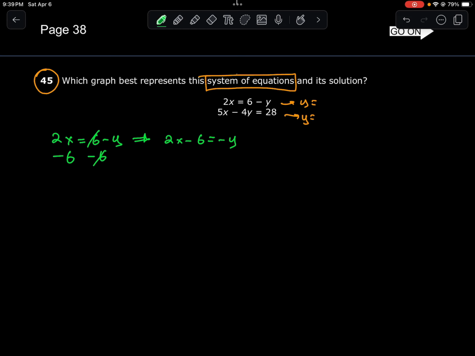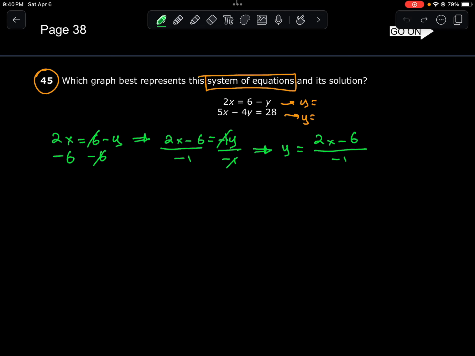I'm not done yet because this is negative y, I want y. But negative y means negative 1 times y. So I'm going to divide both sides by negative 1. This negative 1 is going to go away. Now I'm going to change the order. I'm going to write the y first. Y is by itself now, equals. I'm not going to try to simplify it. 2x minus 6 over negative 1.